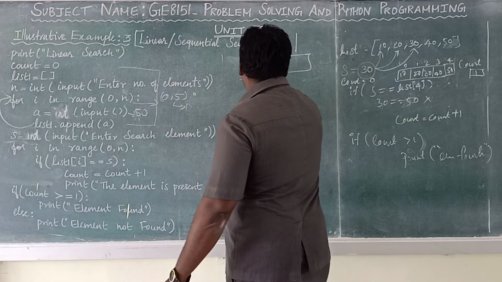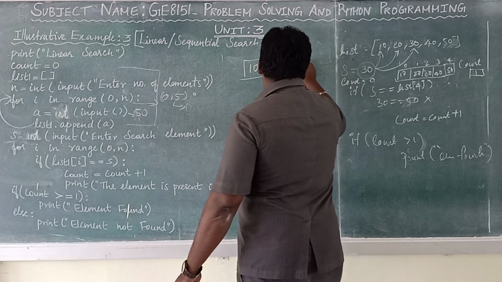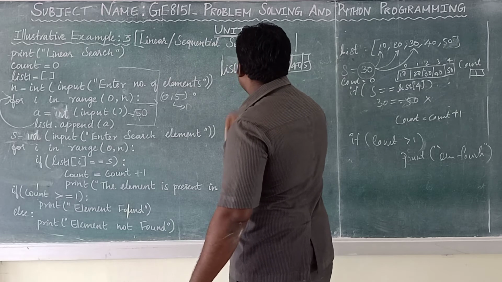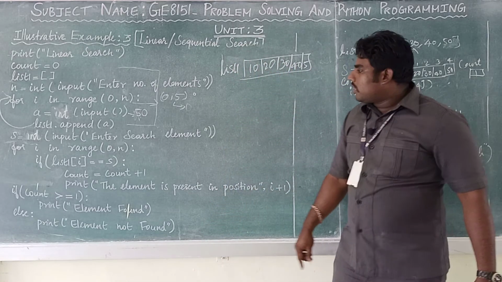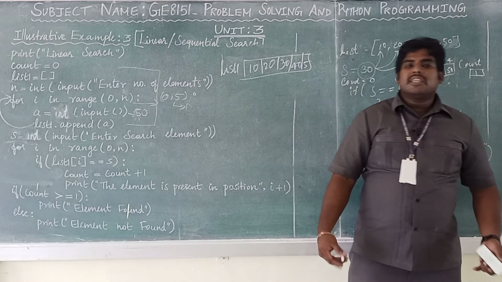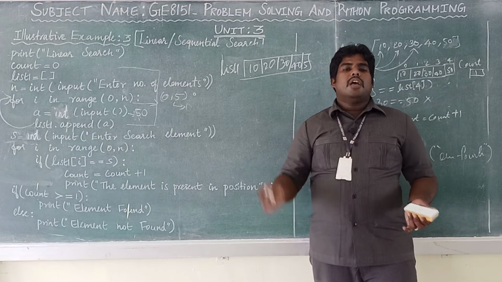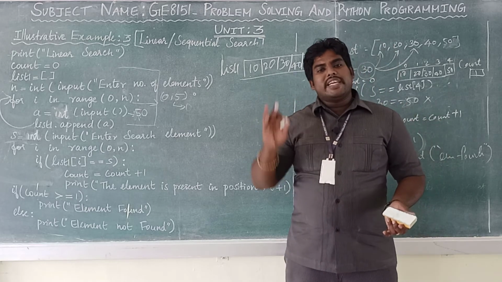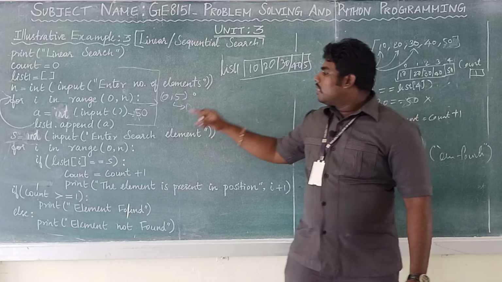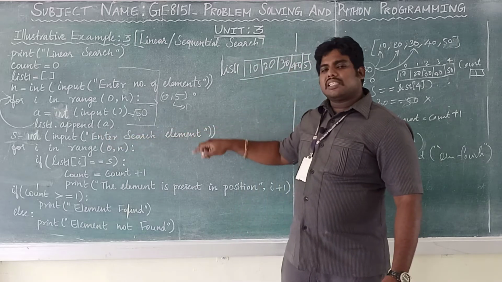Now your list is 10, 20, 30, 40, 50. Okay, this is list 1. Now for linear search, I need a search element. Why? Without a search element, I can't perform search. I want to tell which element I want to search. That is S. S equal to int input of enter the search element.